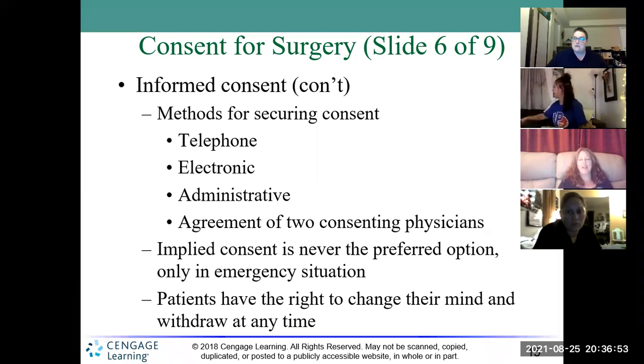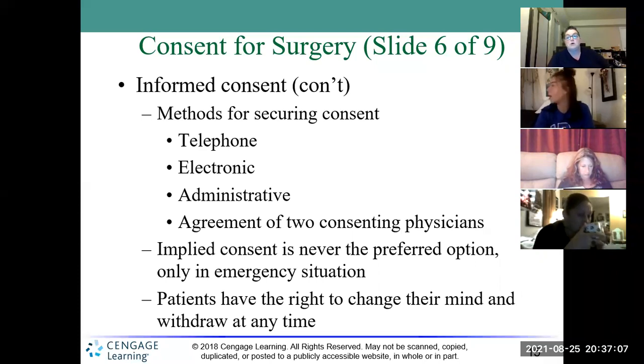Implied consent is never the preferred option, only an emergency situation. That situation would look like: I was in a car crash, no one was with me, and I needed immediate emergency surgery to maintain life or limb. They would imply that I'd given them consent and they would go ahead. And of course, patients have the right to change their mind and withdraw at any time.